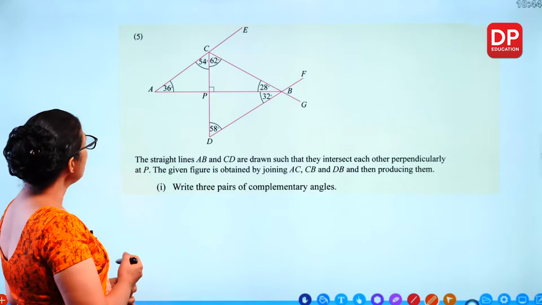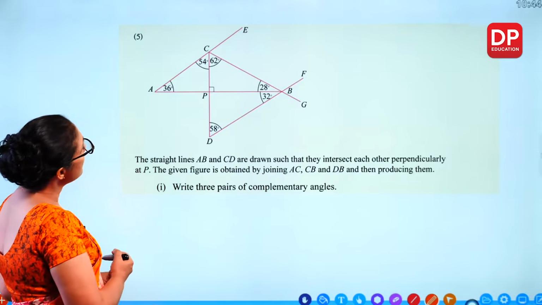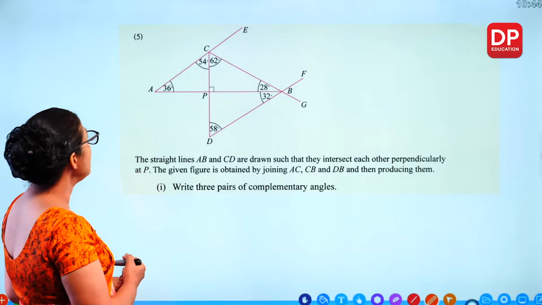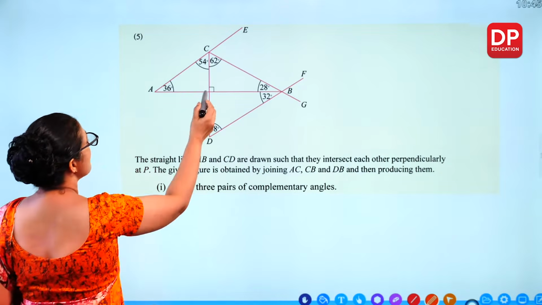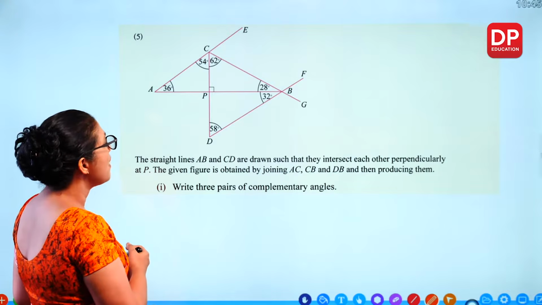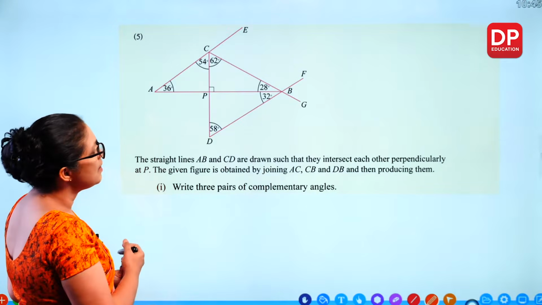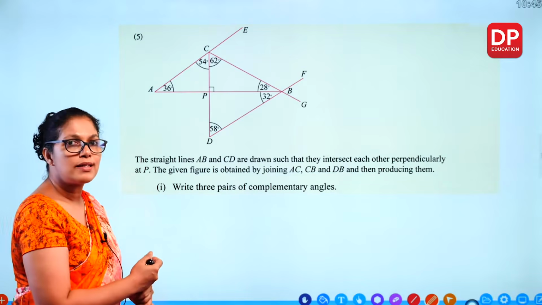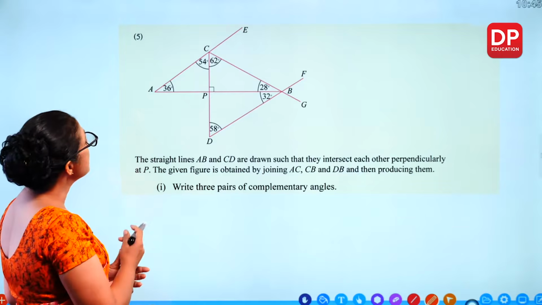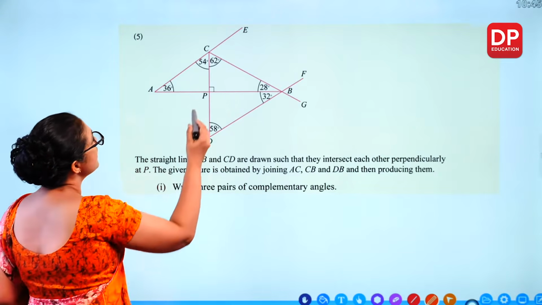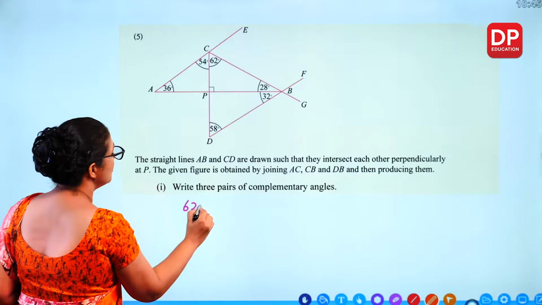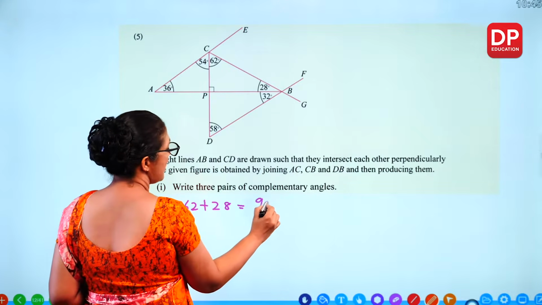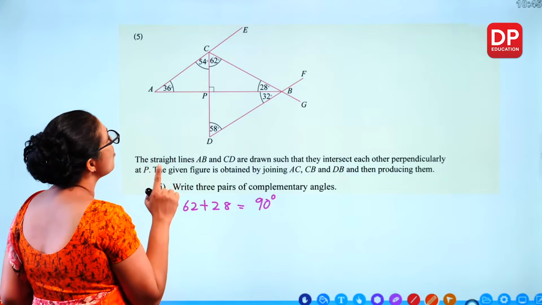Look at this diagram. The straight lines AB and CD are drawn such that they intersect each other perpendicularly at P. The given figure is obtained by joining AC, CB and DB and then producing them. Write 3 pairs of complementary angles. Complementary means add up to 90. Here, 62 and 28. When you add, you get 90 degrees. So that means those two are complementary.